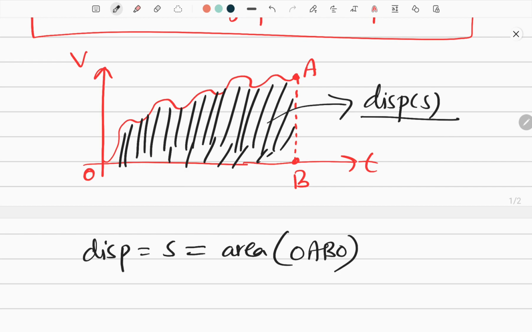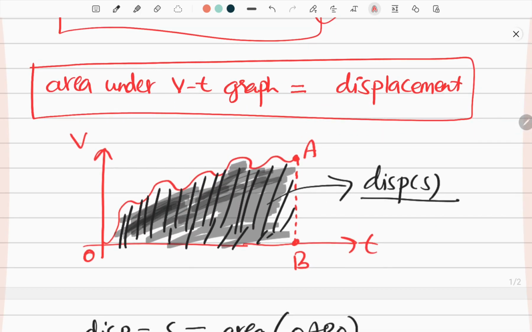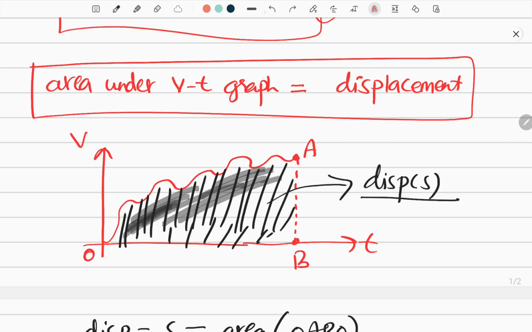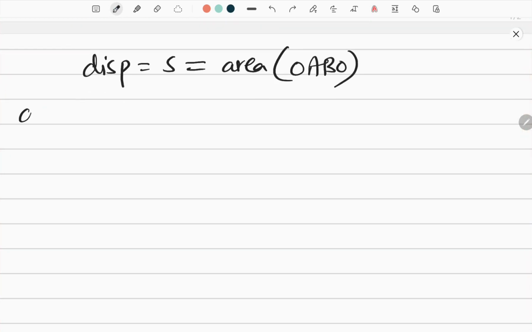I know that finding this area is a difficult task. This shaded area is not easy to find, because this diagram is not symmetrical. Earlier it was a rectangle, so we could easily find the area. But this is not a symmetrical shape, and we don't know anything about it. Finding that area is a difficult task, but the concept says that if you find the area, then definitely we are going to get the displacement. All right, let us do a question.